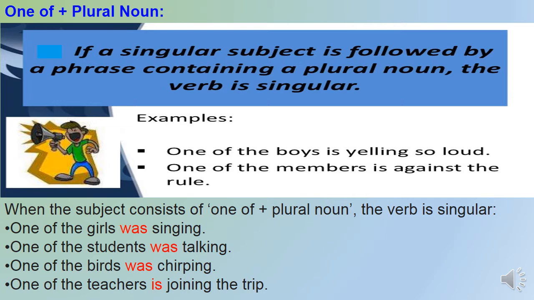Some more examples. One of the girls was singing. One of the students was talking. One of the birds was chirping. One of the teachers is joining the trip. This is where we go wrong, children, because we have the plural form of nouns, but we have the phrase one of the, which is preceding the plural noun. So there we get confused and we tend to use the plural verb form, but we should be using a singular verb form always. If it is present tense, we use is. If it is past tense, we use was.